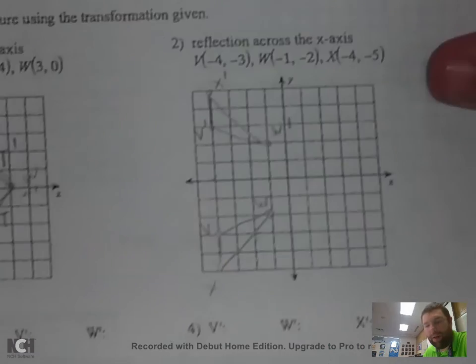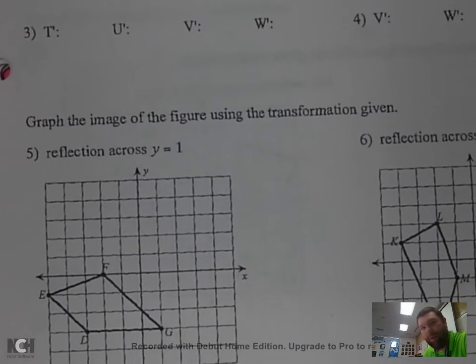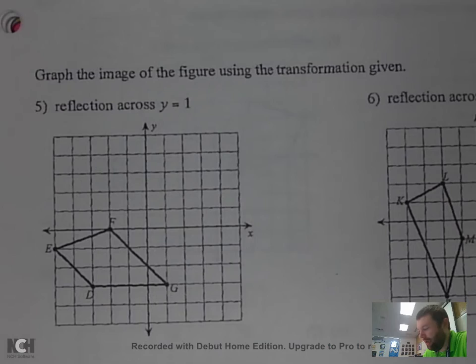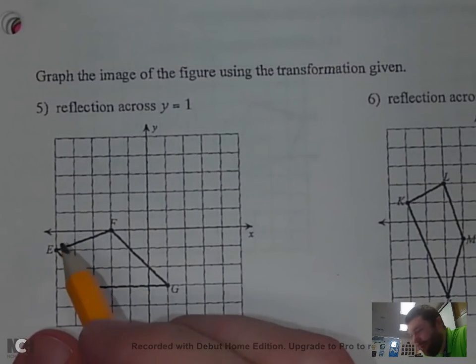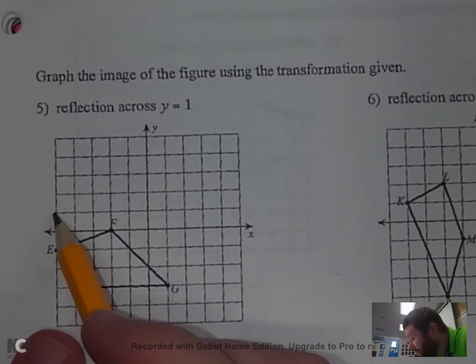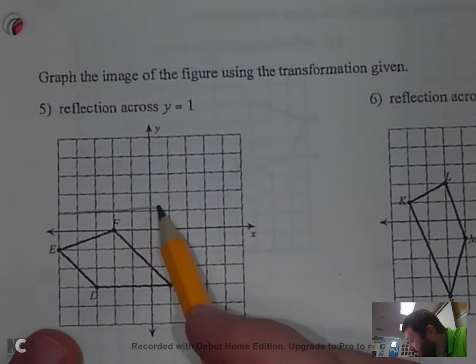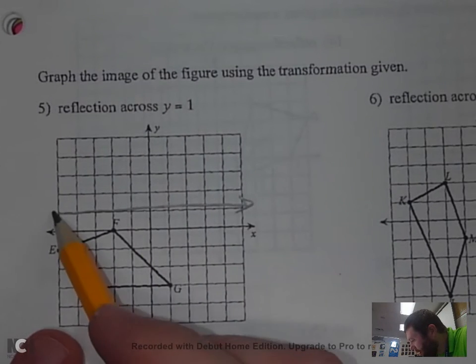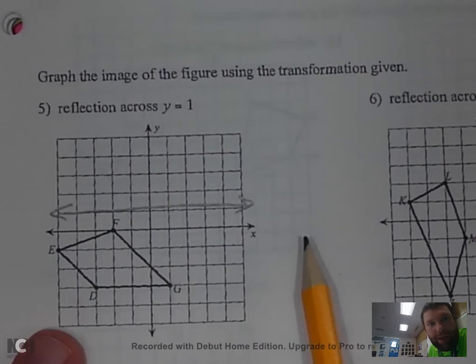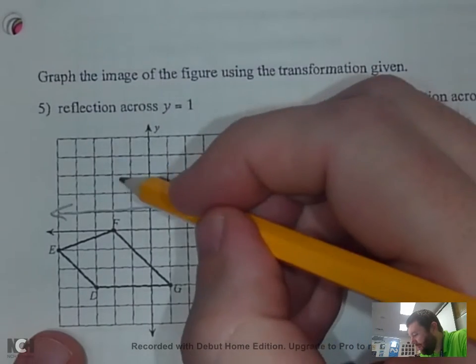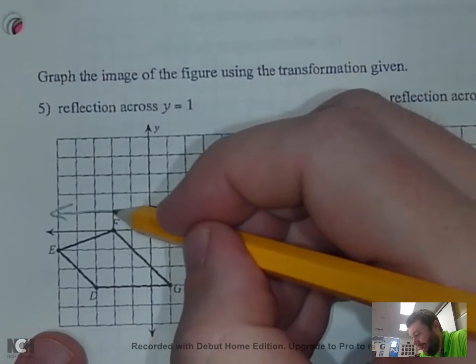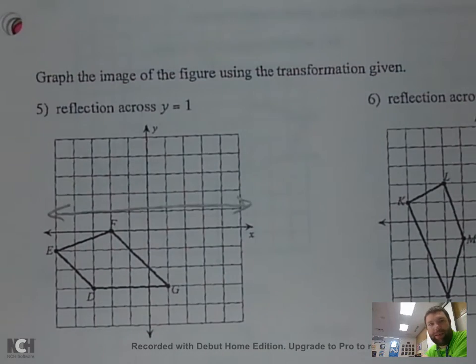Let's try another one. So this one wants me to reflect across the line y = 1. So y = 1, this is why we reviewed, right? Y = 1 is a horizontal line right there at 1 on the y-axis. So that's y = 1. So that's my line of reflection. So again, I just count to it, and then I count that far past it.